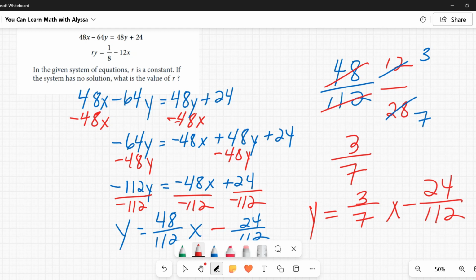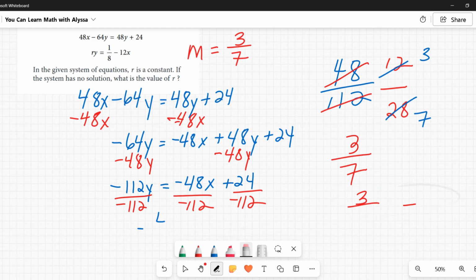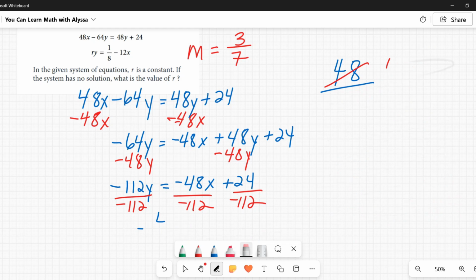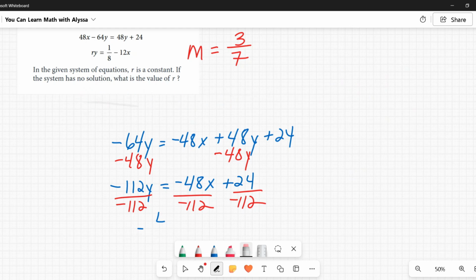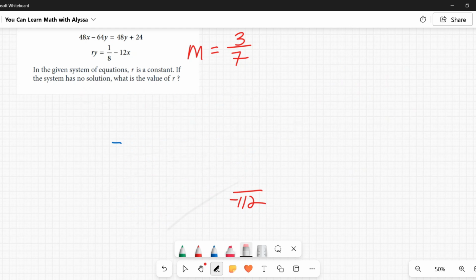All right, so now I know that my slope for that first line is 3/7. So I'm going to write that up here. My slope for that first line is 3/7. Okay, so now we're going to need the space, so this is all got to go. We're going to move on to our second equation.